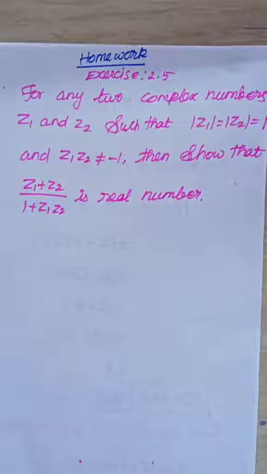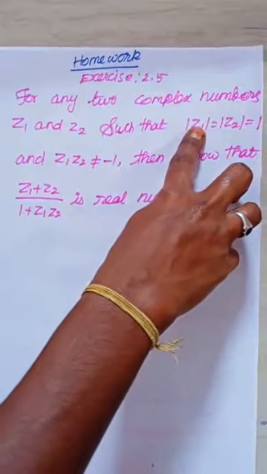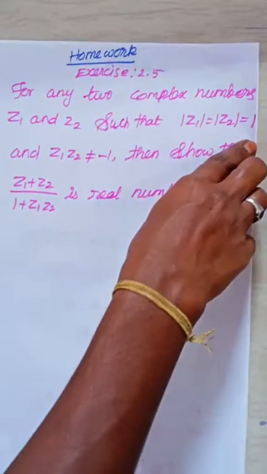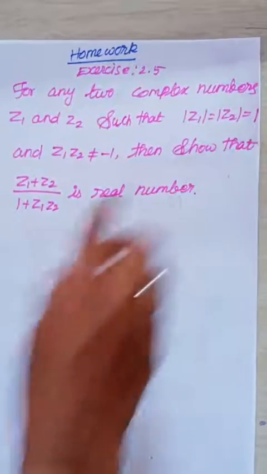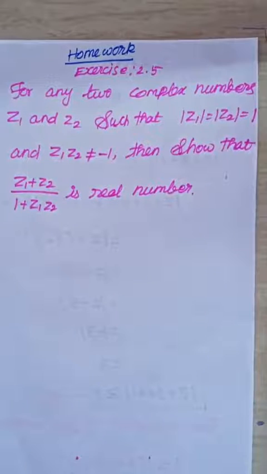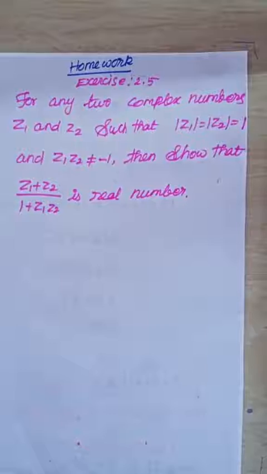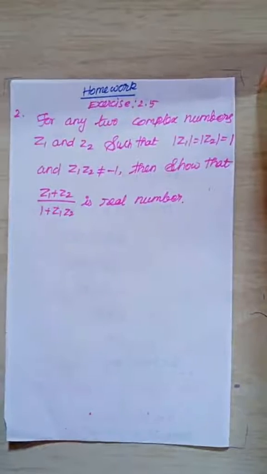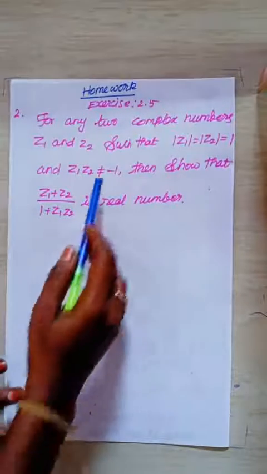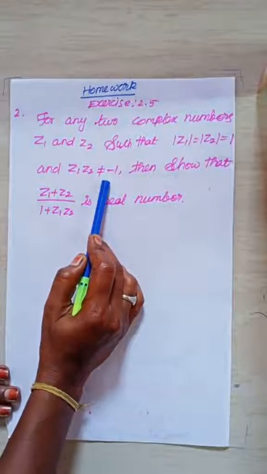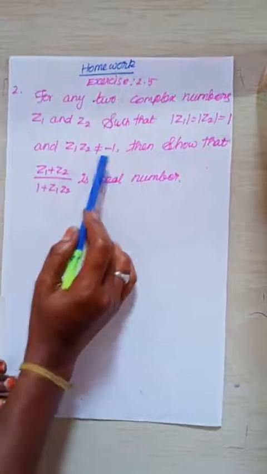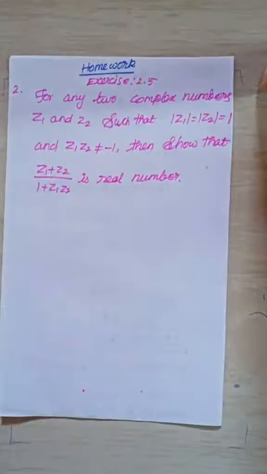It's nothing but, given modulus z1 equal to modulus z2 equal to 1 and z1 into z2 which is not equal to minus 1, to prove that z1 plus z2 divided by 1 plus z1 into z2 is real.